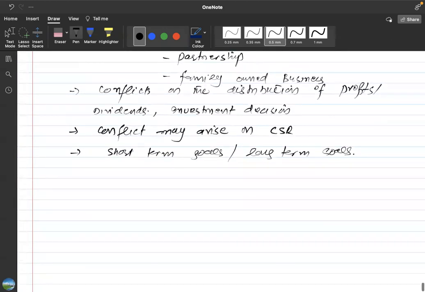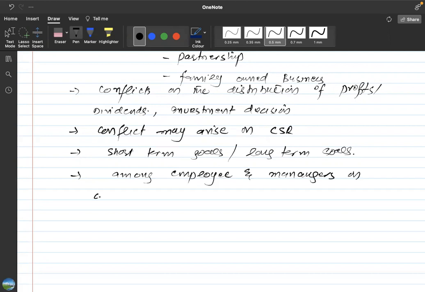The conflict might arise among the employees and the management on outsourcing. For example, outsourcing is a concept in which a business gets a product manufactured from a third party or gets a project done by a third party. The employees might dislike it because they might lose jobs or they might lose some salaries or wages. Conflict arises among employees and managers on outsourcing.